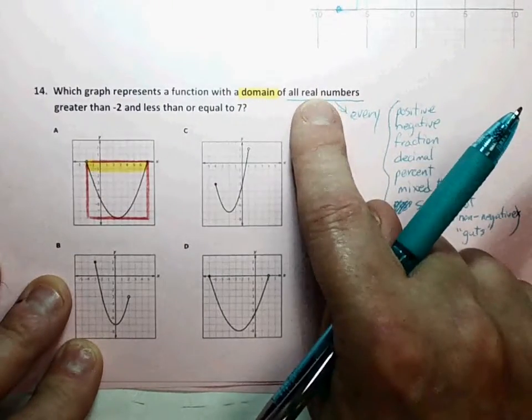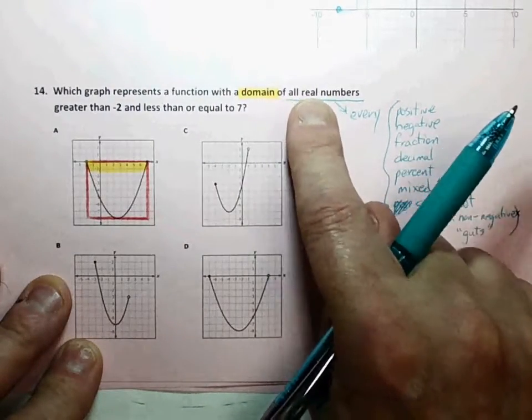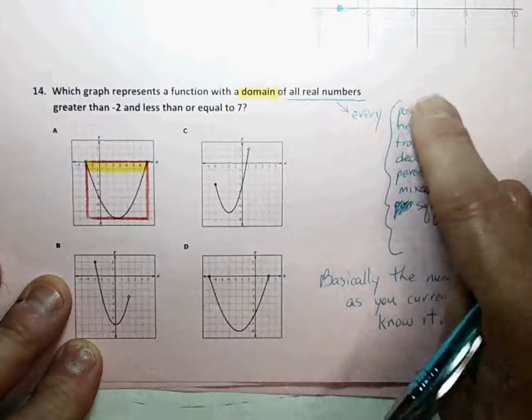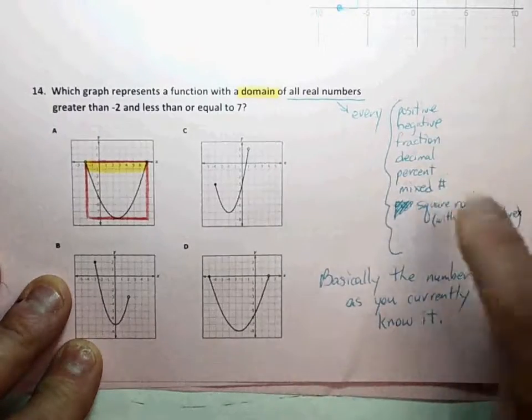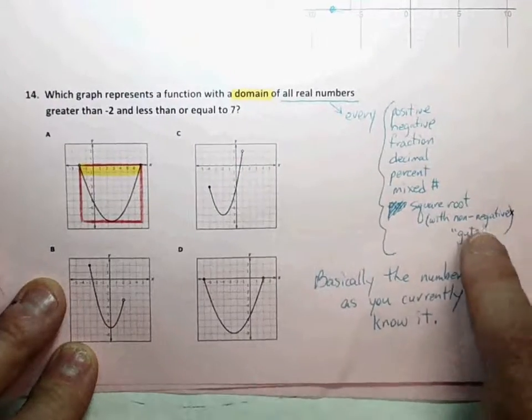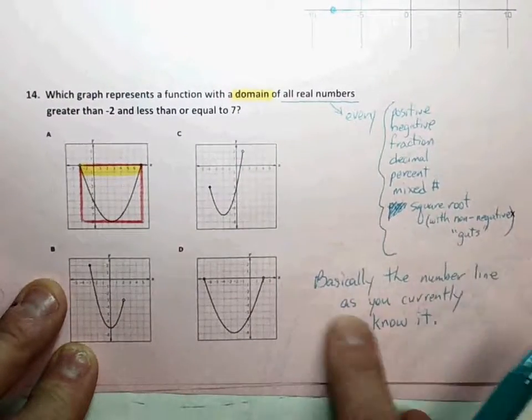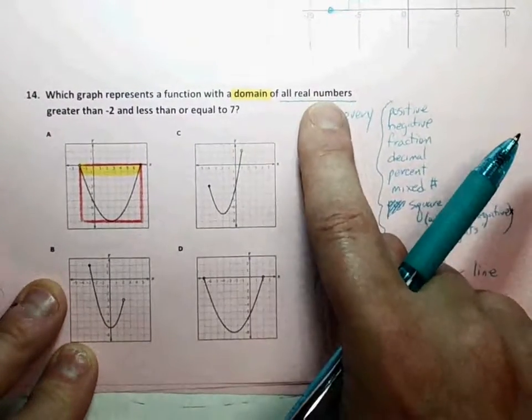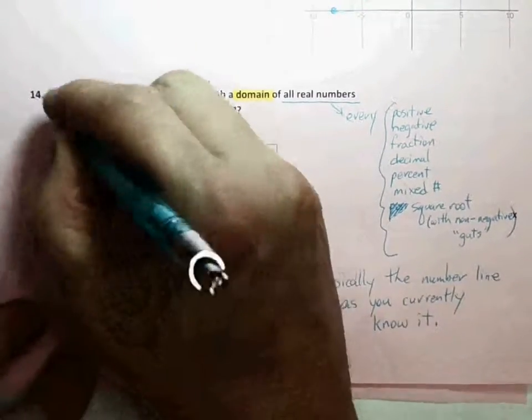Now look at this right here. Make sure you know this. Remember, every real number. That's every positive, negative, fraction, decimal, percent, mixed number, square root with non-negative guts that you know. It's the number line as you currently know it. Don't let that phrase throw you off. The answer choice is A.